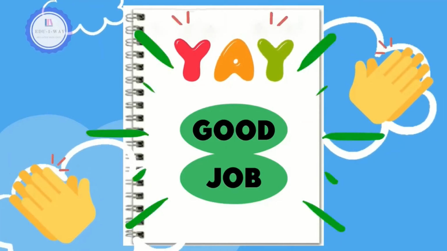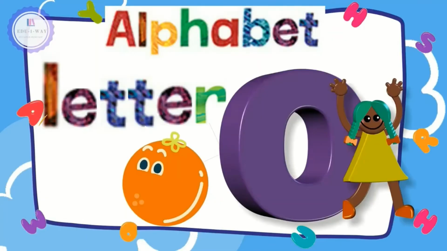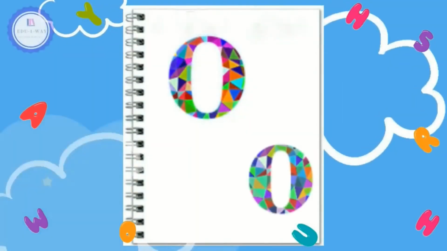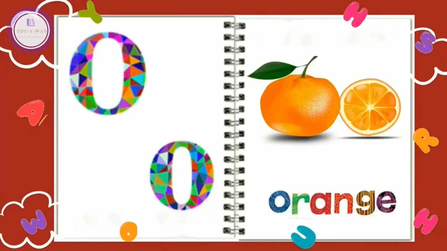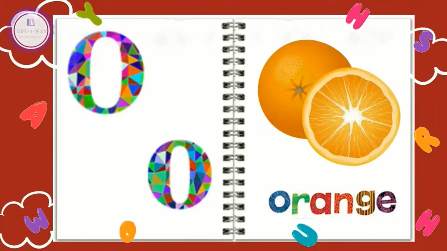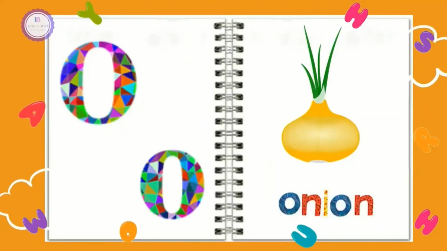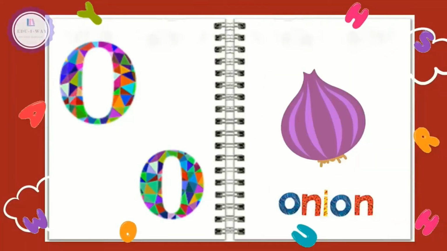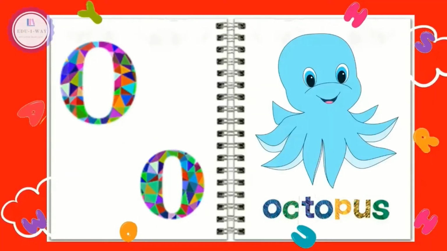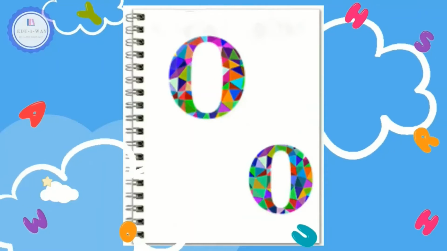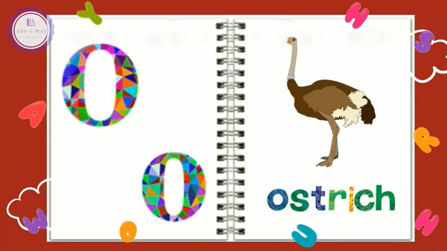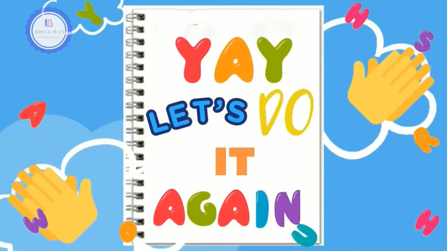Yay! Good job! Letter O. O, O. O for orange. Orange, orange, orange. O for onion. Onion, onion, onion. O for octopus. Octopus, octopus, octopus. O for ostrich. Ostrich, ostrich, ostrich. Hey, let's do it again.